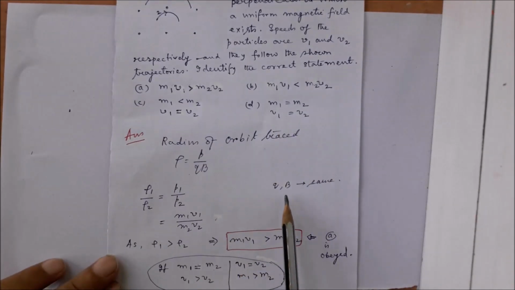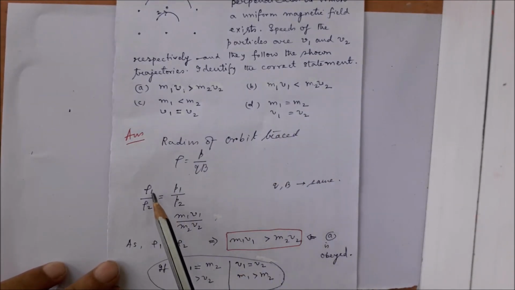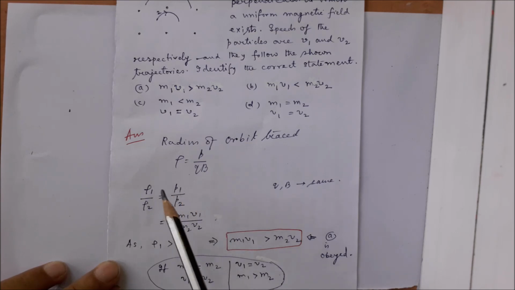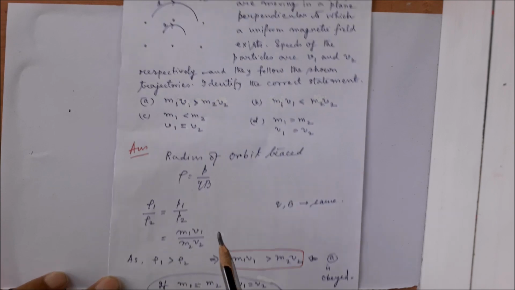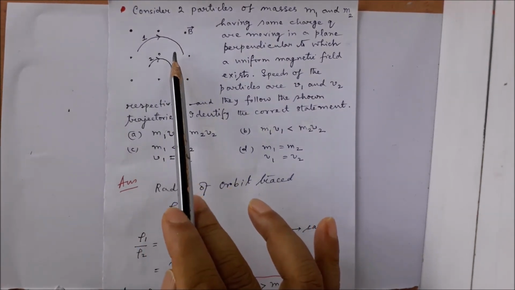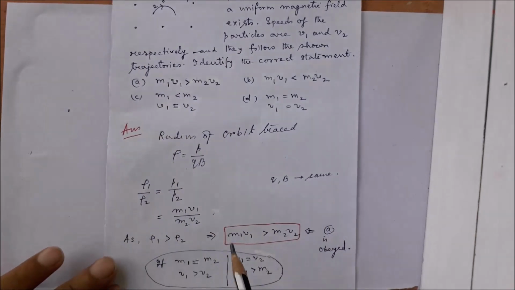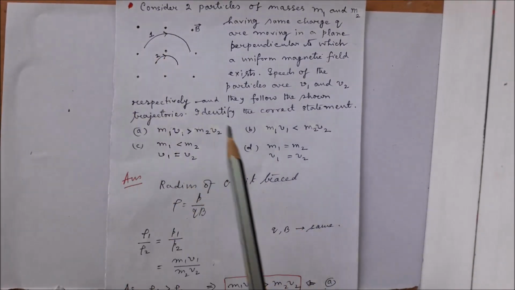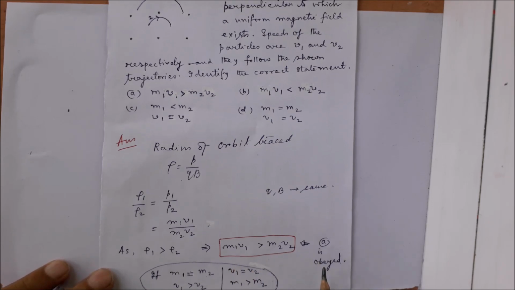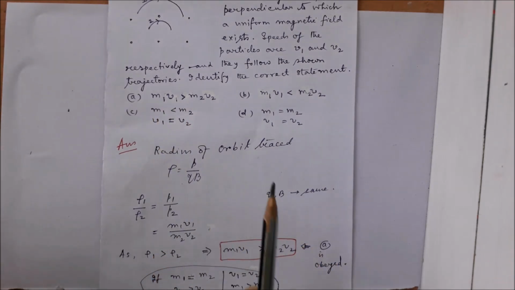So since Q and B are the same, the ratio of the radii is the ratio of the momenta. So the particle having larger momentum will be able to trace a circle of larger radius, and therefore since particle 1 traces a trajectory having larger radius, the momentum of particle 1 will be larger. So m1 v1 is greater than m2 v2. In other words, option A is correct.